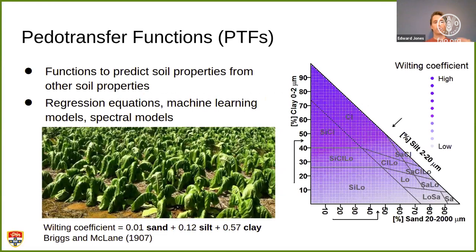For today's talk, a simple definition of a PTF is any function or equation that is able to predict a soil property from other soil properties. PTFs can be simple regression equations, such as the example of the wilting coefficient shown here at the bottom of the screen. And this is the earliest known example of a PTF. It describes the residual water remaining in the soil when a plant starts to wilt. And as we can see, it's a function of the soil's texture, and we can estimate this for all known texture combinations as shown on the right. So this is just a simple example to help you understand better.